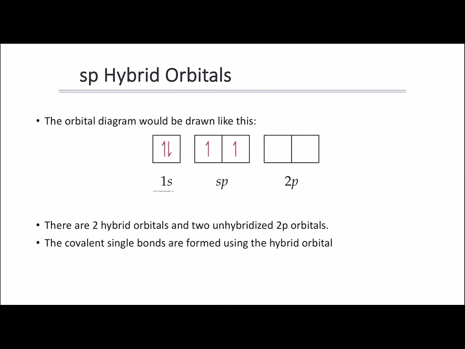And so we can make our single bonds using the hybrid orbitals. So when we make a covalent single bond, that uses a hybrid orbital. The unhybridized are used for other stuff, but the hybridized orbital is used for single bonds.